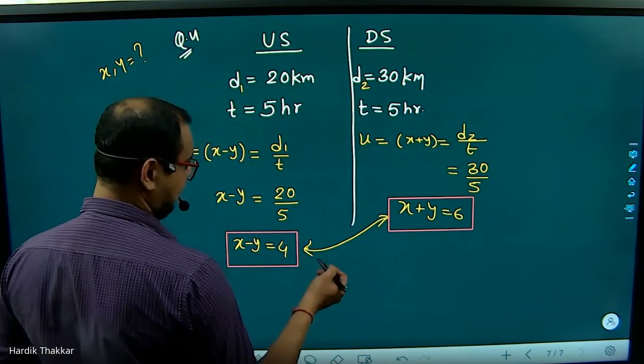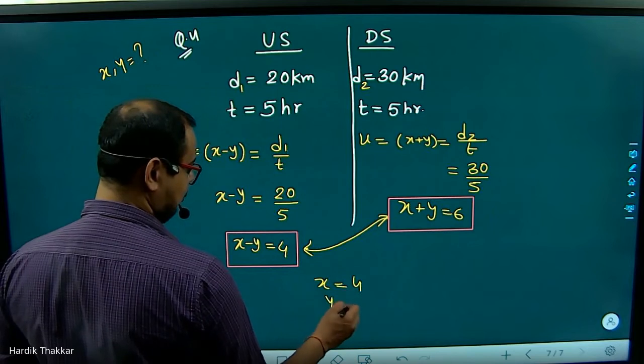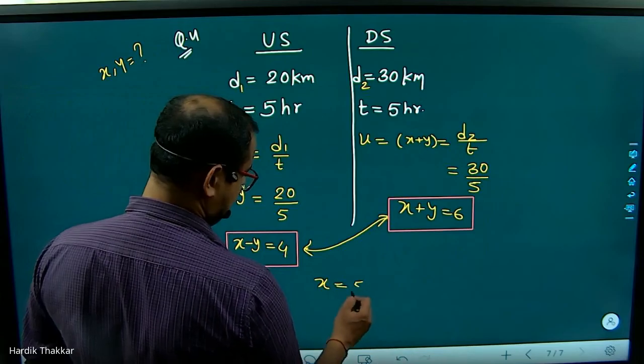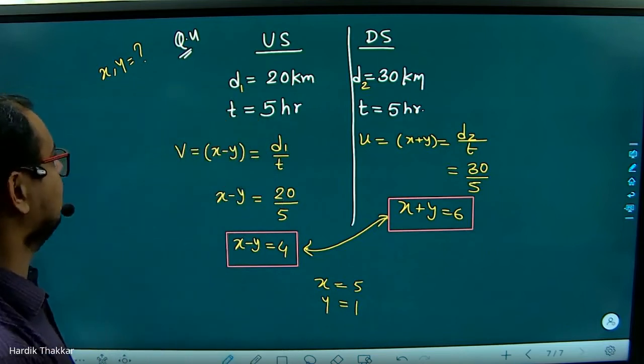I think you will get x is equals to 4 and y is equals to 2. No, x is equals to 5 and y is equals to 1. Okay, x is equals to 5 and y is equals to 1.